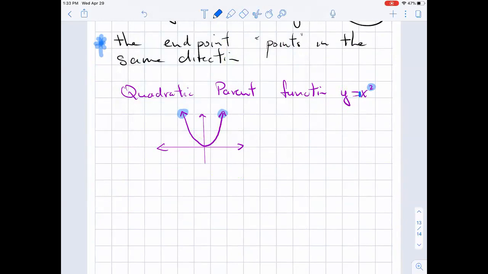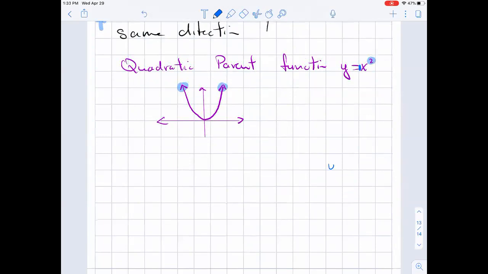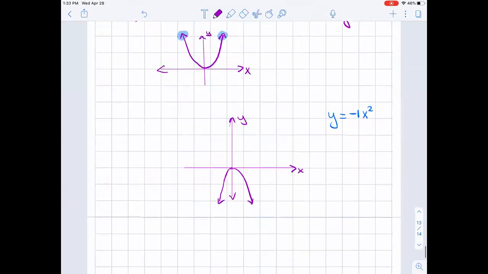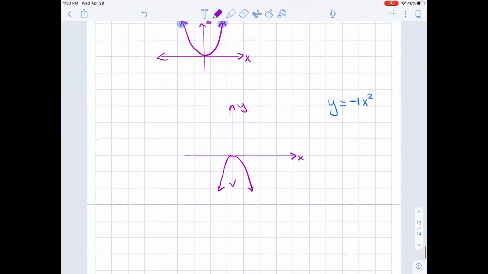Okay? So what happens when we have y equals negative 1x squared? Well, we just looked at that today. When it's a negative, the graph will point down. Okay, down. So still both of them are pointing in the same direction, okay? So the question is, how do we write this? Both of these are pointing in the same direction.